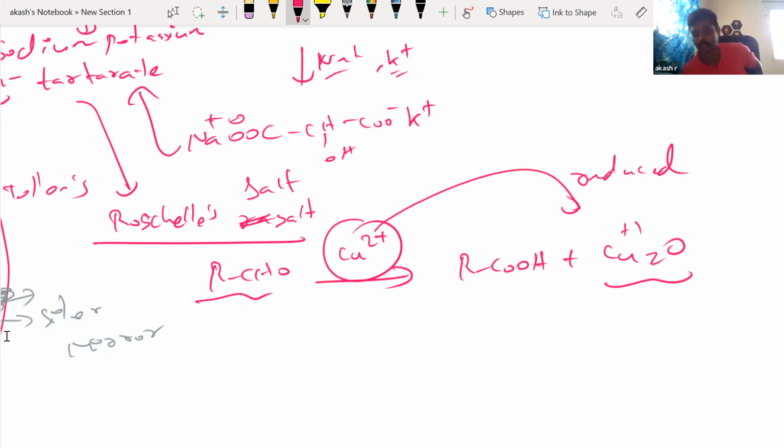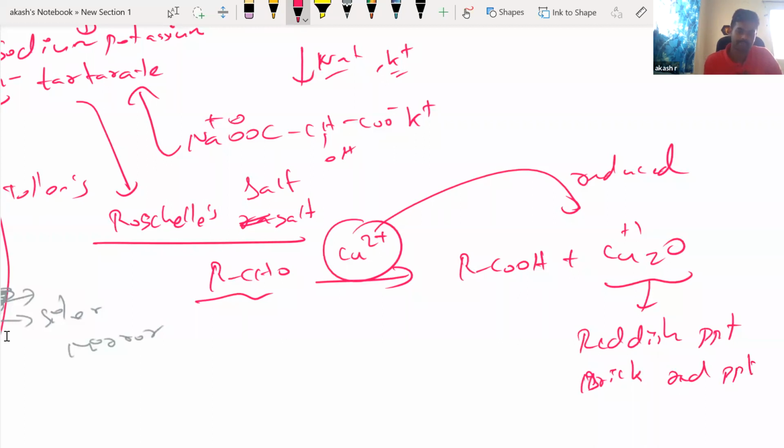Okay, your copper is in +1 oxidation state. So copper undergoes reduction, aldehyde undergoes oxidation, right? And this one is going to be a reddish precipitate, or you can even call it a brick red precipitate, single color, brick color precipitate.